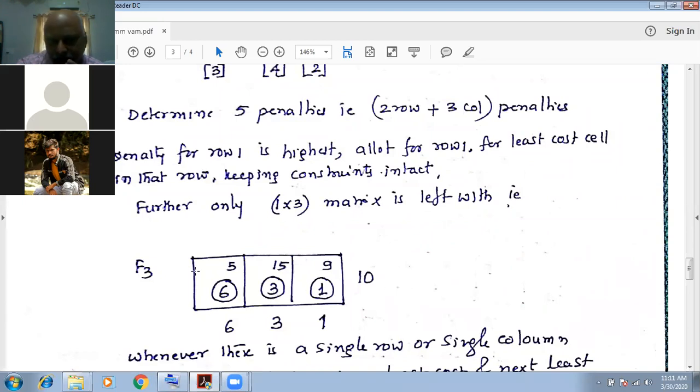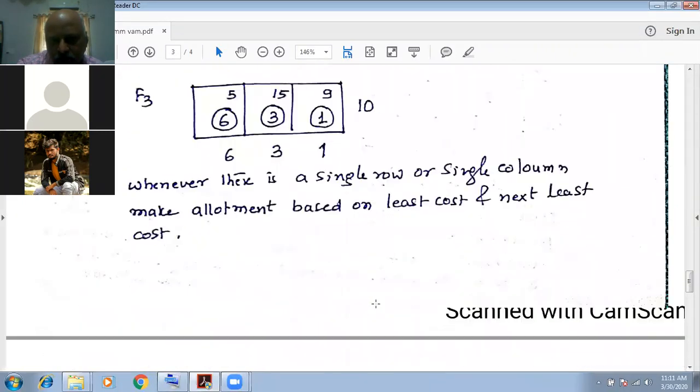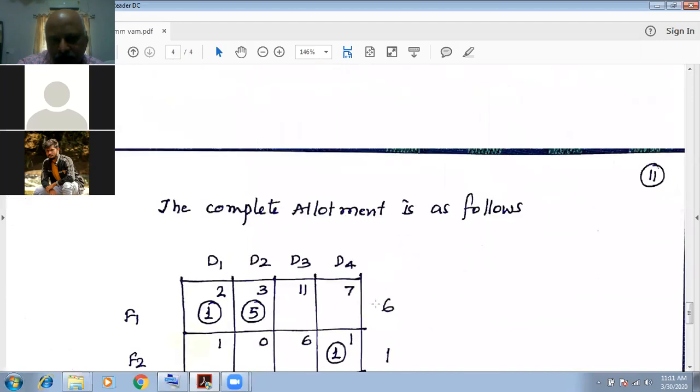Whenever you have a single row or single column, you take the least cost first: here 5, you make an allotment of 6. Next, the least cost is 9, you make an allotment of 1, and it is completely filled up. This is D4, this is D1, and this is D3; D2 is already over. So this is 15 units, and the complete allotment is like this.